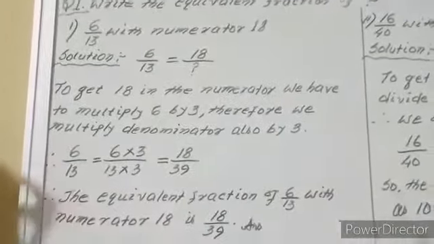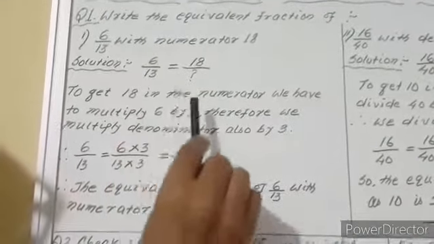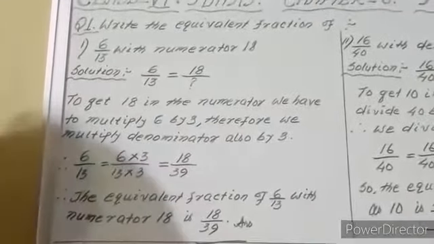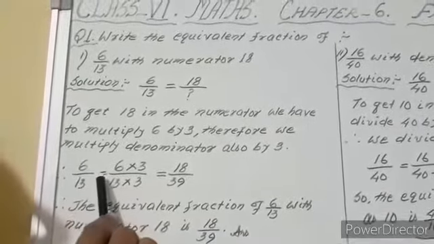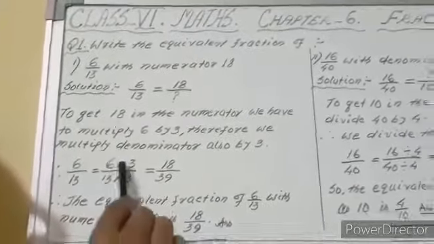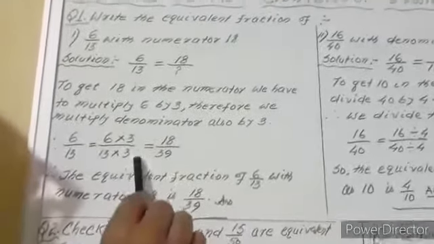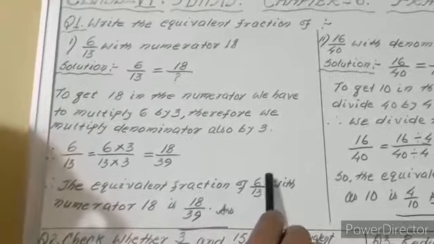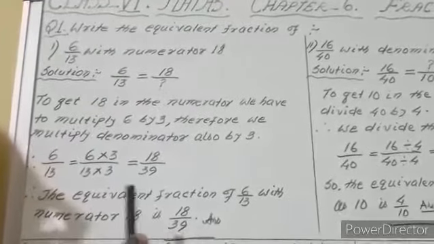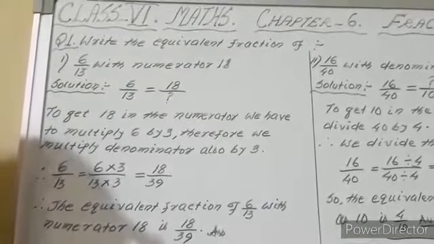So the same 3 is going to multiply your 13 to get the denominator. So here 6 upon 13 equals 6 into 3, we get 18, and 13 into 3 is 39. So the equivalent fraction of 6 upon 13 with the numerator 18 is 18 upon 39.